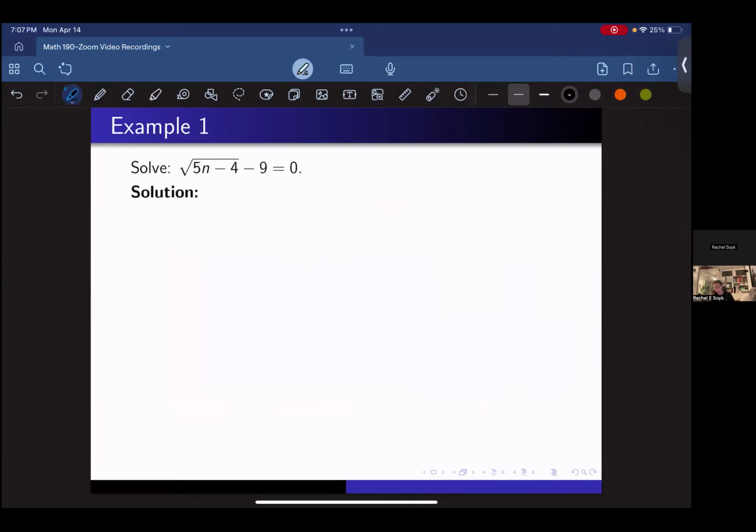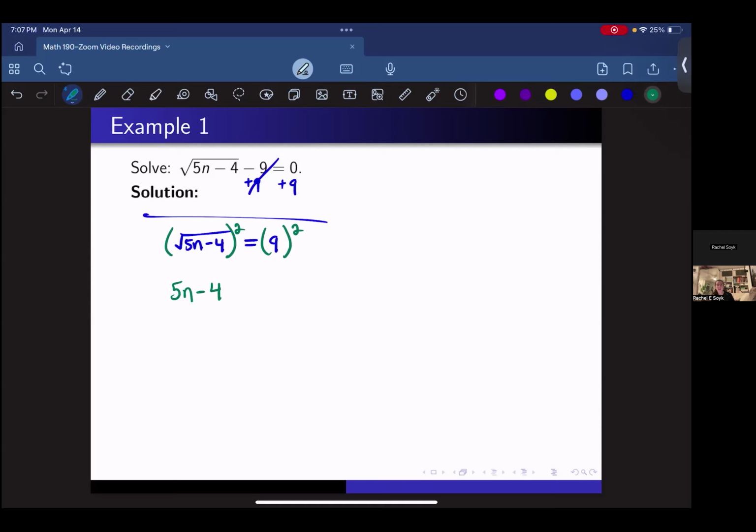Let's jump into it, looking at our first example for today. So straight off the bat, let's get that square root all alone. We're going to go ahead and add 9 to both sides so that we're looking at the square root of 5n minus 4 is equal to 9. Now we're going to reverse engineer. The opposite of taking the square root is squaring. Whatever we do to one side, we must do to the next. When we take the square root of 5n minus 4 and we square it, that helps us get rid of that square root, and then 9 squared is 81.